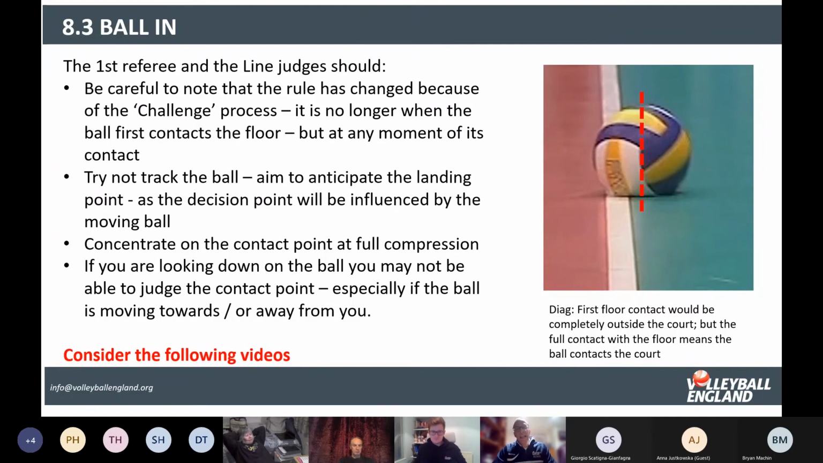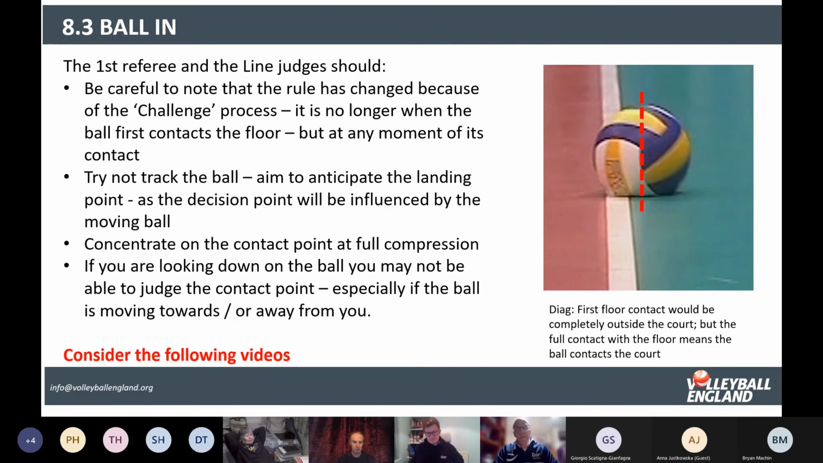And when you're tracking a ball and you're watching a ball in play, and line judges have to have the same approach, you need to try and anticipate getting to the point at which the ball is going to contact the floor, and then just try to look at that contact. If you track the ball, because of the speed at which you're looking at the ball, and we'll see this in a video in a minute, what you're looking at is sometimes frames after the ball has actually landed, and therefore you tend to be given the impression that the ball is out when it's in. Okay, so you need to just be careful about this.